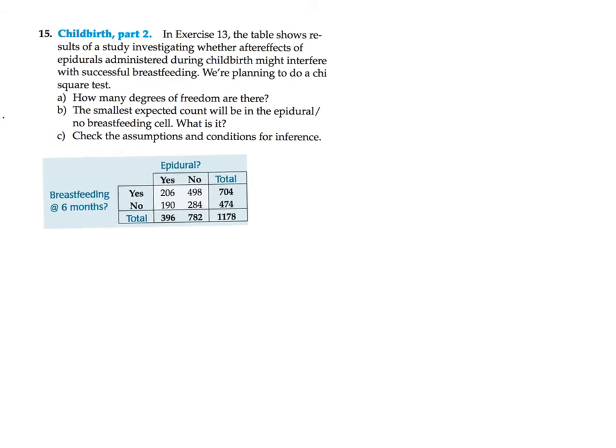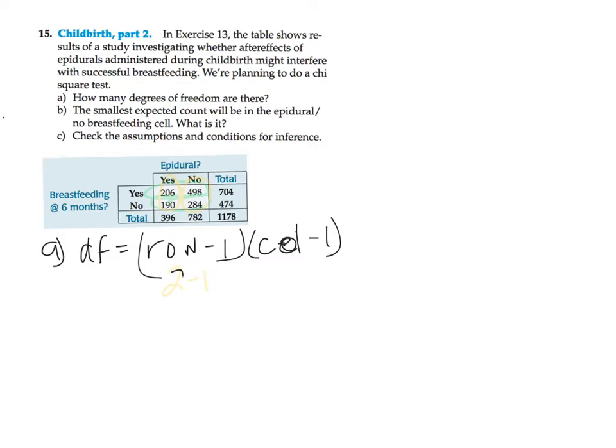So we have rows minus 1. So A, degrees of freedom, is rows minus 1 times columns minus 1. And that's 2 rows, 2 columns. We do not count the totals. So that is 2 minus 1 times 2 minus 1, which is 1 times 1. Degrees of freedom is 1.